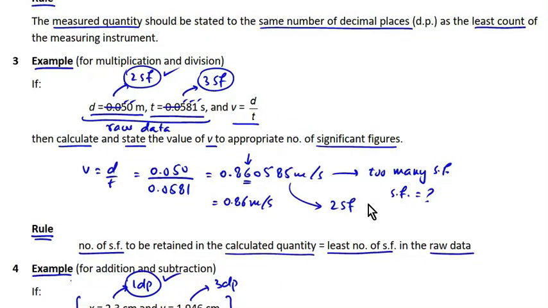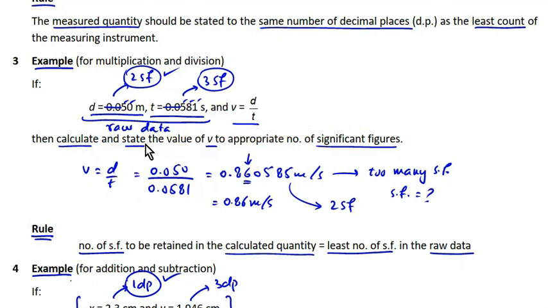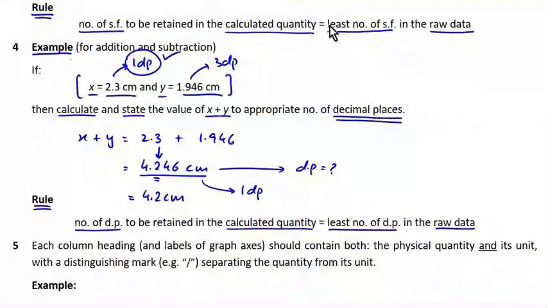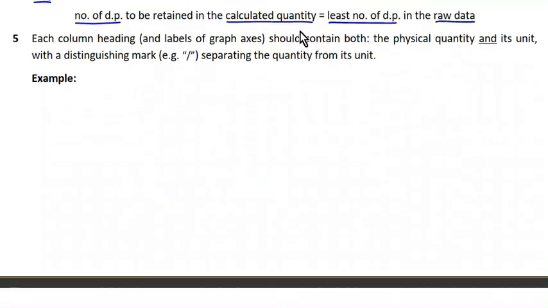Students, I want you to remember that we round off the calculated value of a quantity to appropriate number of significant figures if the value is obtained by multiplication or division, whereas we round off the calculated value of a quantity to appropriate number of decimal places if the value is obtained by addition or subtraction. Okay, let's learn the next rule now.